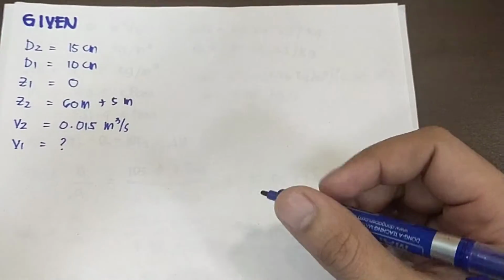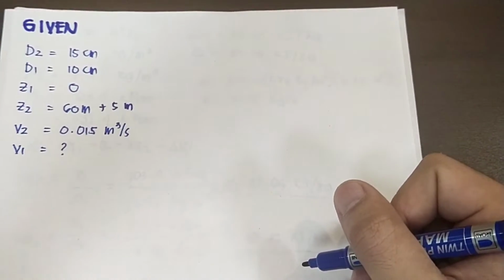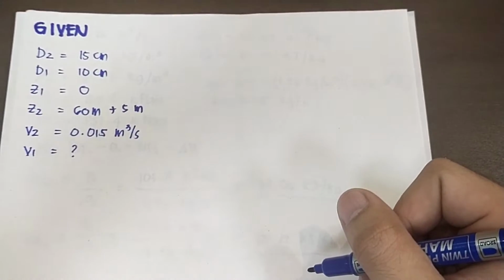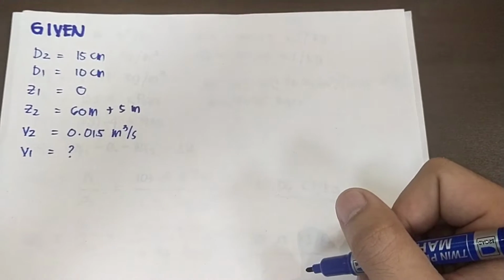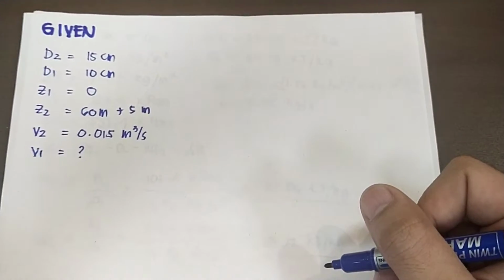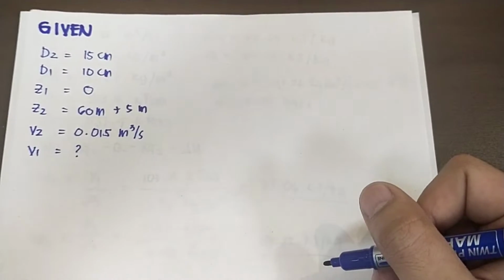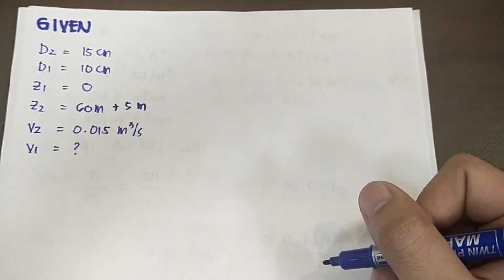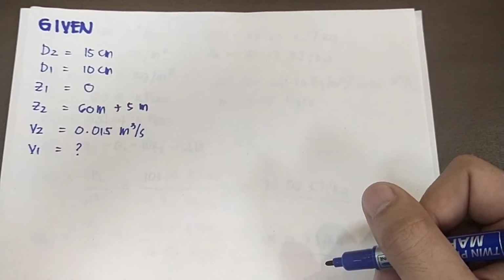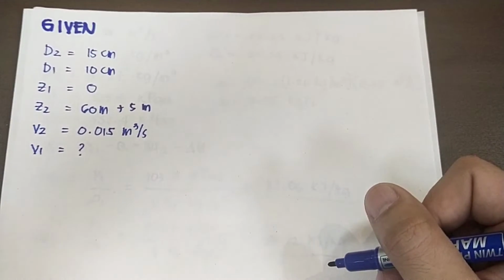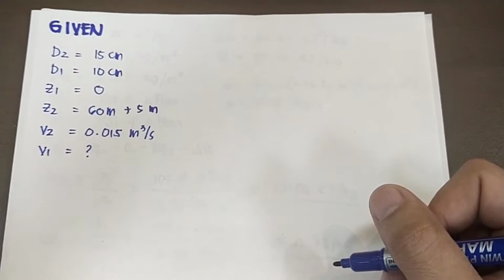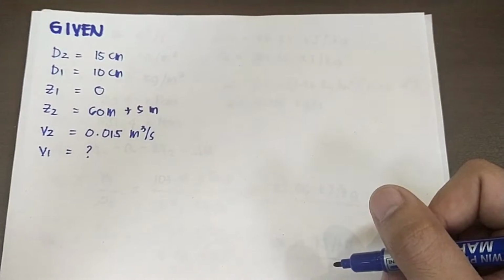So you have the given D2 equals 15 centimeters, D1 equals 10 centimeters. Z1 is equal to 0. Z2, which is 60 meters plus 5 meters, is equal to 65 meters. And V2, which is 0.015 cubic meters per second, from the 15 liters per second. So we converted 15 liters to cubic meters per second.